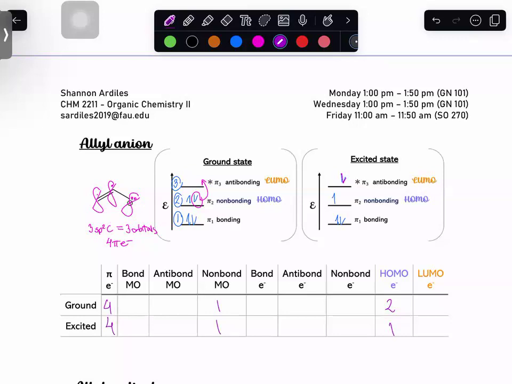How many anti-bonding electrons in the ground state? 0. What about the excited state? Now it's 1. How many bonding electrons in the excited state? Ground state? 2 as well. How many electrons in the non-bonding orbital for the ground state? 2. So in the excited state, there's only 1. And then if we fill out the rest, just 1, 1. And then how many LUMO electrons in the ground state? Beautiful.